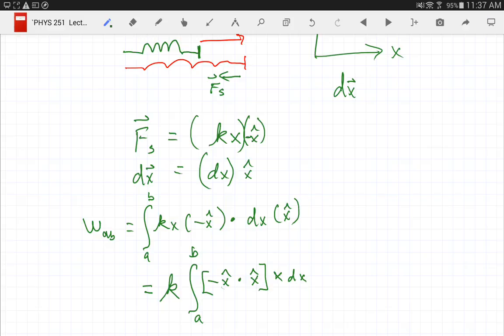And if you've done any work with this, it's super trivial, but I've got to cover it for people who haven't. So x dot x is just 1. I have that minus sign. And so this is minus k integral from a to b of x dx. I brought the minus sign out. The x dot x was just 1.